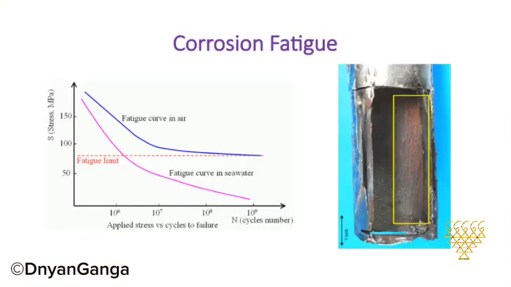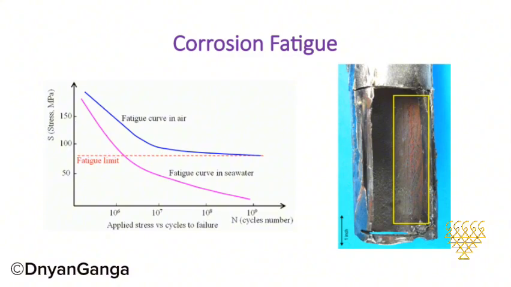This is a specific type of failure that occurs when a material is subjected to cyclic stresses in a corrosive environment. Essentially, the presence of corrosion accelerates the fatigue process, making the material more likely to crack and fail at lower stress levels than it would in a non-corrosive setting.